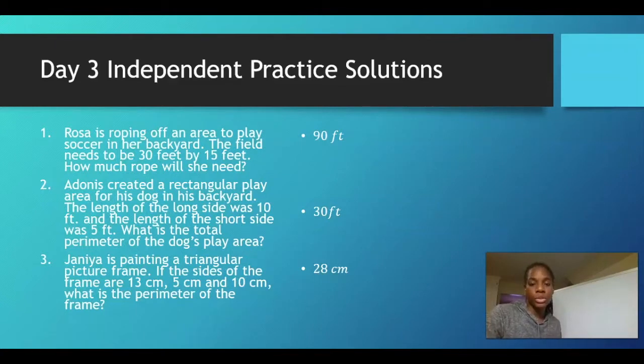So for the first one, you should have gotten 90 feet. For the second one, you should have gotten 30 feet. And then for the third one, you should have gotten 28 centimeters.